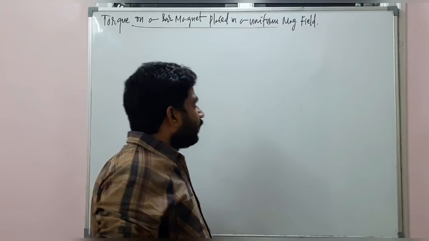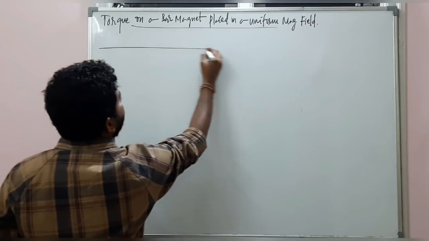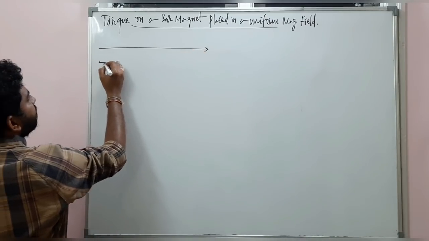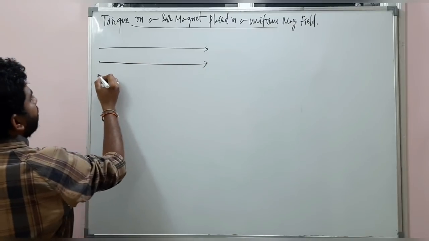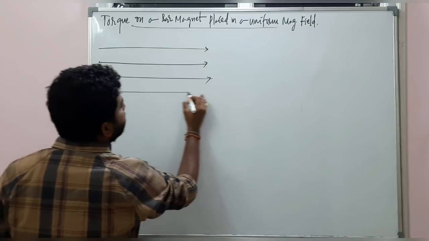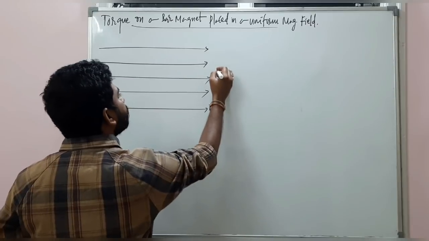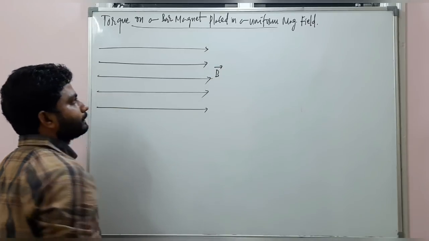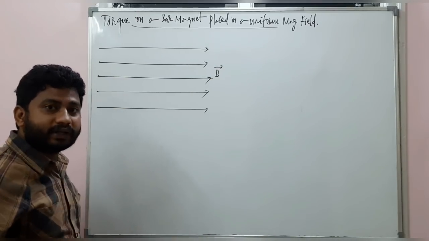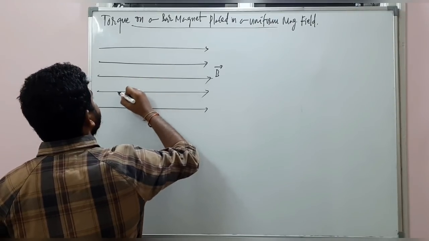Right? Let's see. There is a uniform magnetic field I have considered here. This is the uniform magnetic field. The magnetic field lines are straight, equally spaced and parallel to each other. So this is the uniform magnetic field B bar. It's a vector quantity, right? So there is a bar magnet which is placed here.